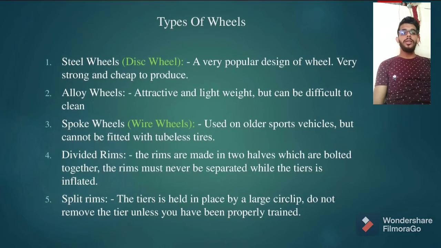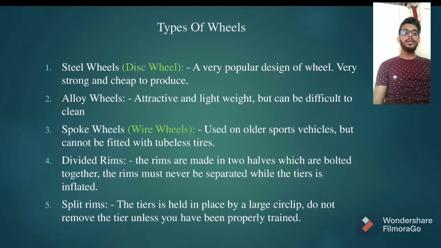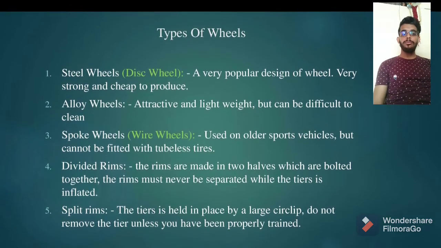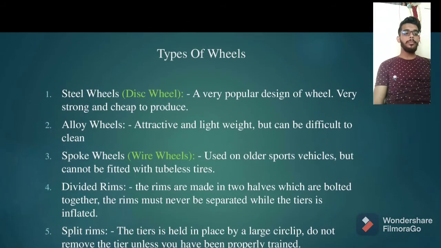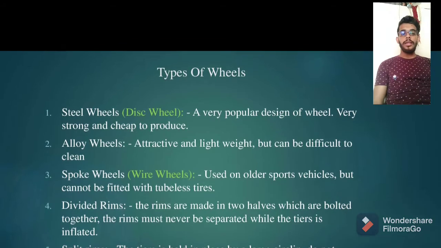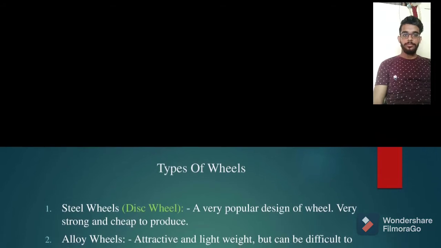Third point is spoke wheel, meaning wire wheels used on older sports vehicles but cannot be fitted with tubeless tires. Fourth point is divided rims. The rims are made into halves which are bolted together. The rims must never be separated while the tire is inflated. Fifth point is split rim. The tire is held in place by a large clip. Do not remove the tire unless you have been properly trained.